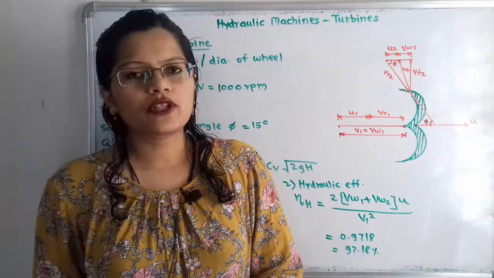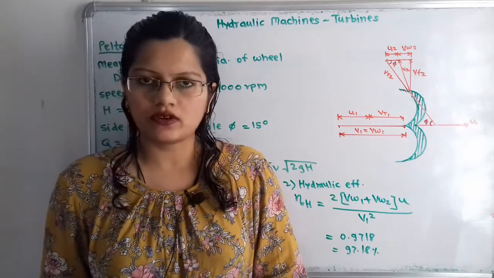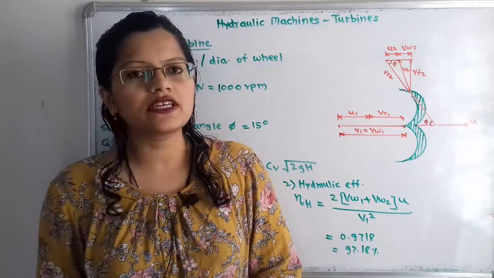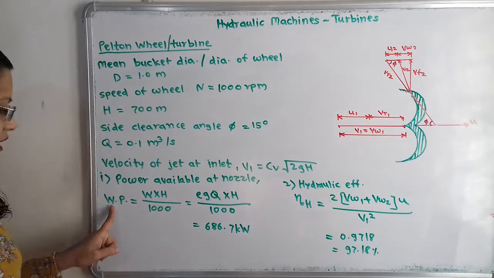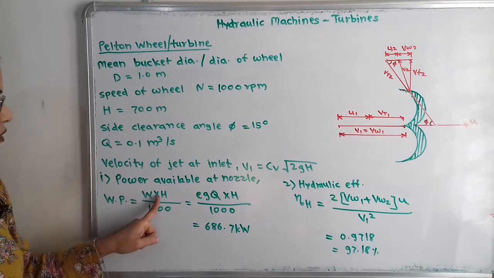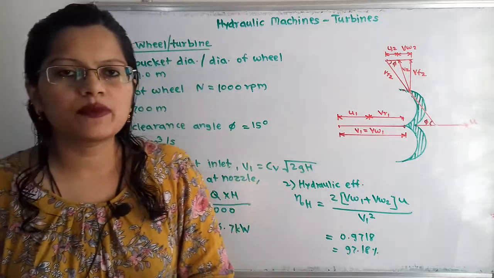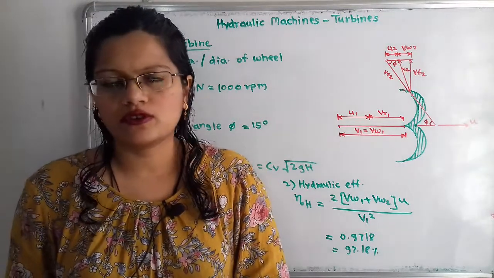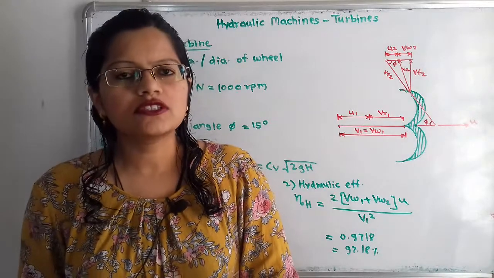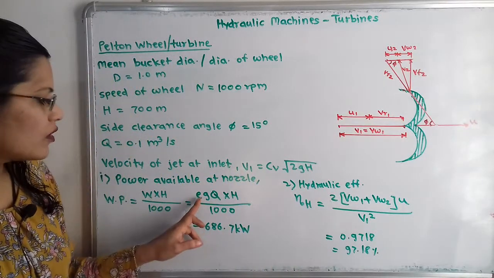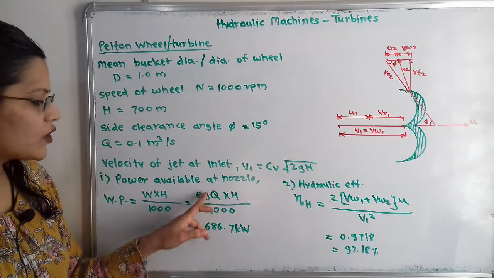Now we will move for the first question, that is the power available at the nozzle. So it is also called as the water power. So how to calculate this water power? That is Wp is equal to W into H divided by 1000. So what is this W? That is the weight of water. So how we will define this weight of water? That is rho G into Q. So rho is density of water, G that is 9.81, and what is the Q?